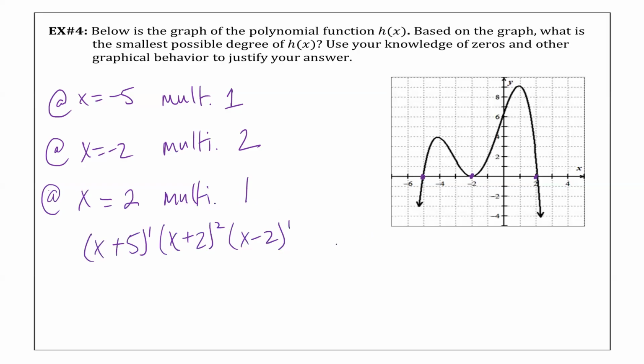Okay, so what's the degree? Degree of 4. Why is it a degree of 4? You add up all your multiplicities. 1 plus 2 plus 1 equals 4. Did it click now? Yes.